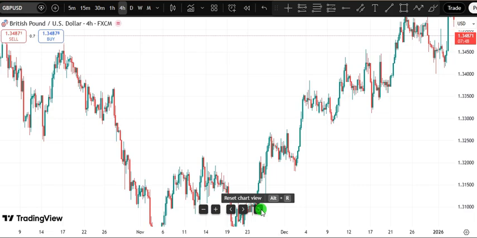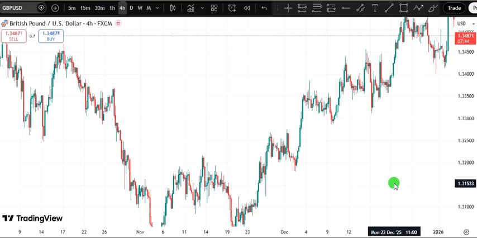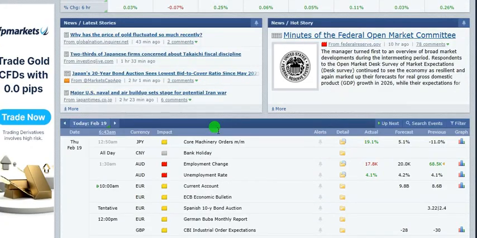We are going to be starting with the fundamentals before we come back to the technicals. So let's go to the fundamentals. Remember, today is the 19th of February 2026. So let's go to the fundamental aspects, where we are using Forex Factory.